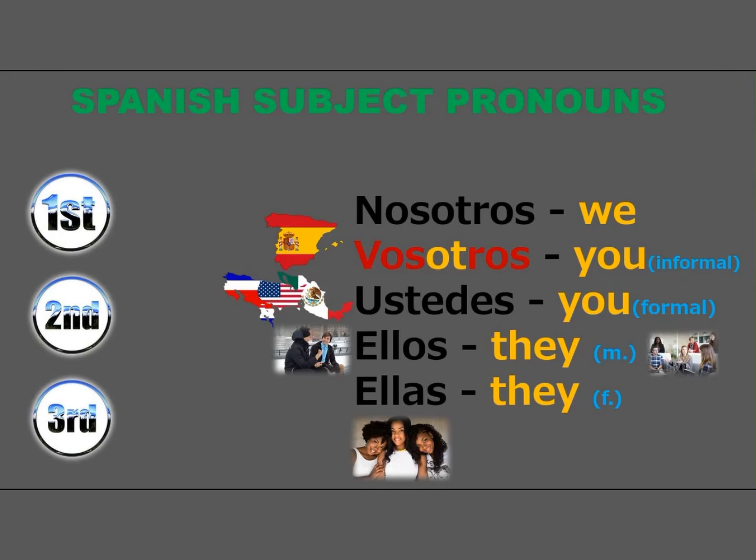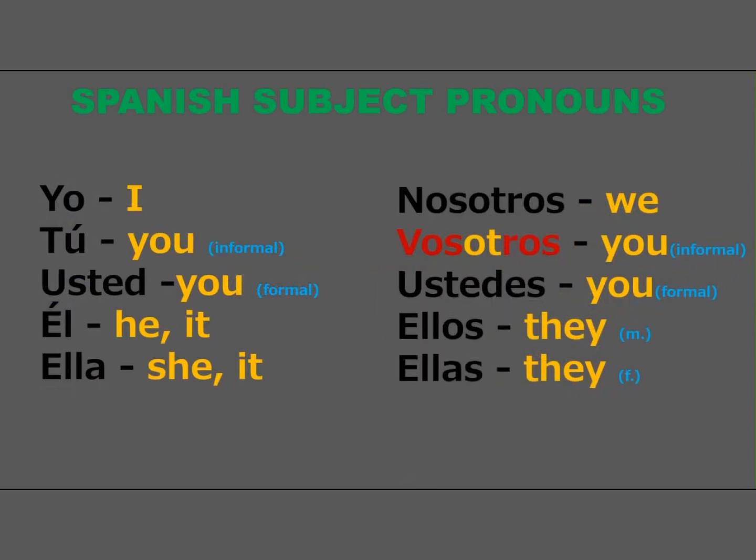So, let's take one more look at the singular and plural forms side by side. We can identify the points of view together. First person, second person, third person.